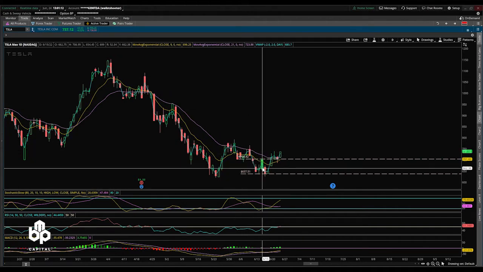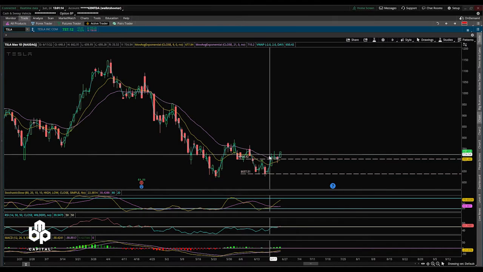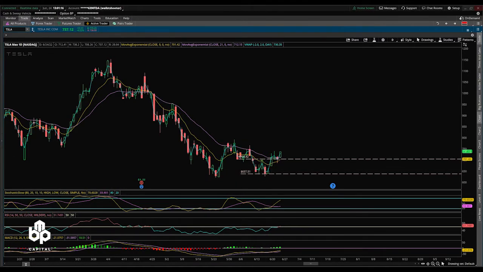So, double bottom, man. Another pattern that I like to trade. Let me show you an example. Let me show you what a double bottom is by definition real quick, so you can kind of see it.